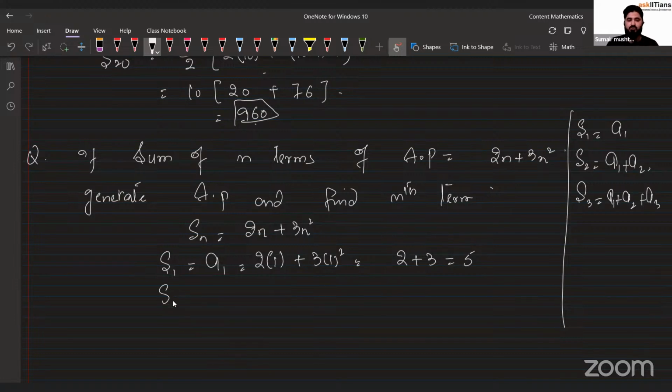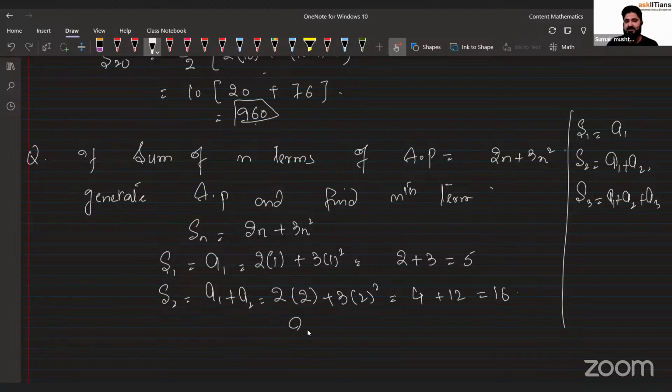Now, what is your S2? S2 is your sum of two terms, that is your A1 plus A2, right? So I will give the value of n as 2. Come on, tell me what will be this: 2 into 2 plus 3 times 2 square. This is 4 plus 12, that is 16. What does that mean? That is A1, and A1 is 5, plus A2 is equal to 16. That means A2 is equal to 16 minus 5, that's 11.